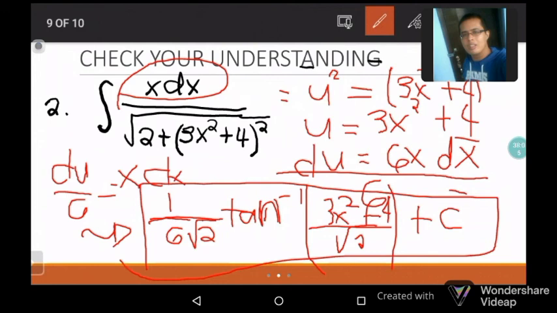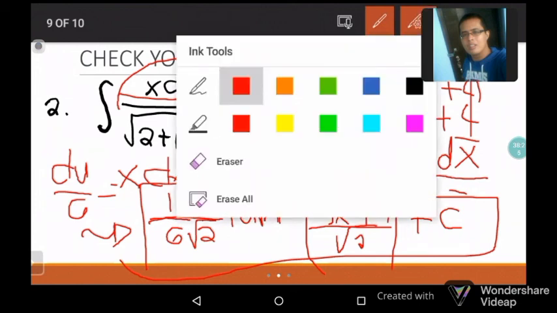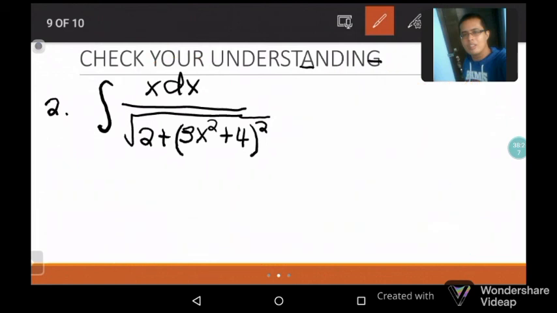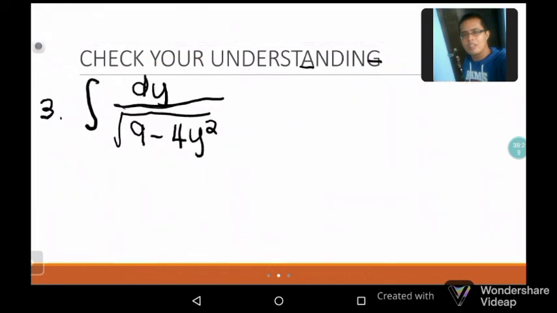Okay, so one more problem before we end our lesson today, ano? Ito. So walang katapusan, no? Integral of dy over square root of 9 minus 4y squared. Okay, so if you need more time, you need to pause the video, no?